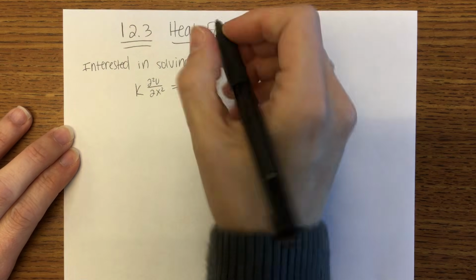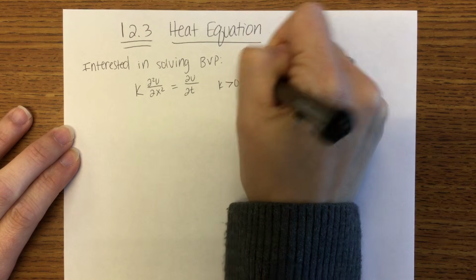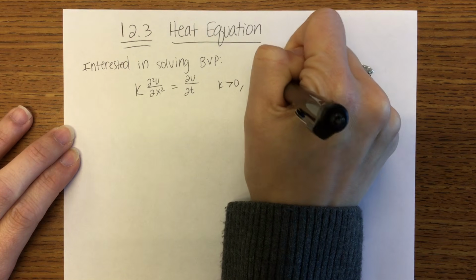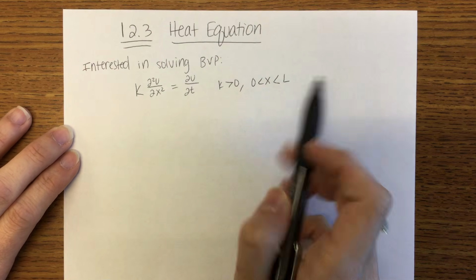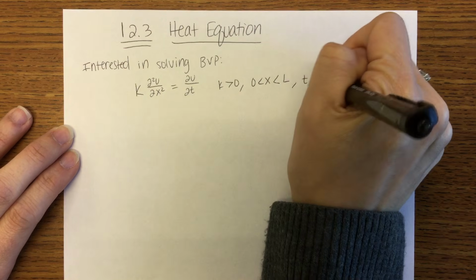And then a few things to remember. K is going to be positive. X, which represents the spatial dimension for the rod, the length of the rod is going to be L. And then time is always going to be positive.